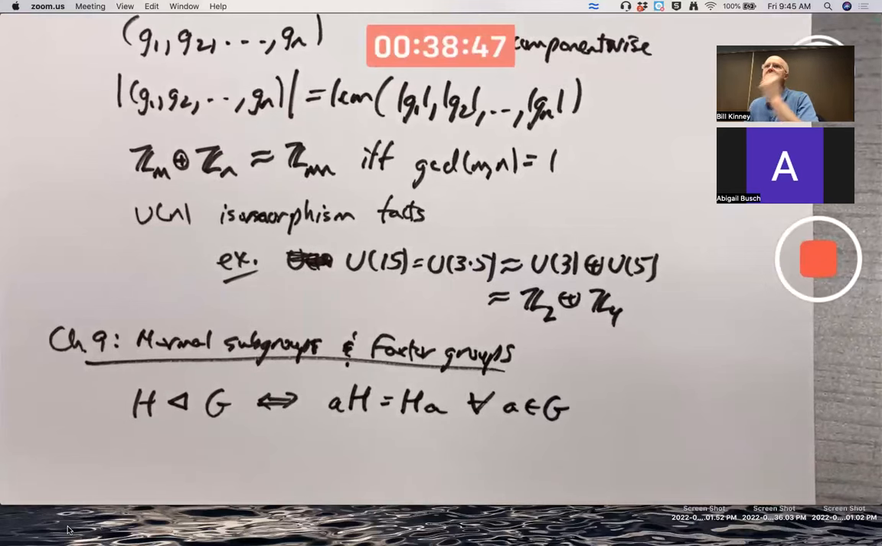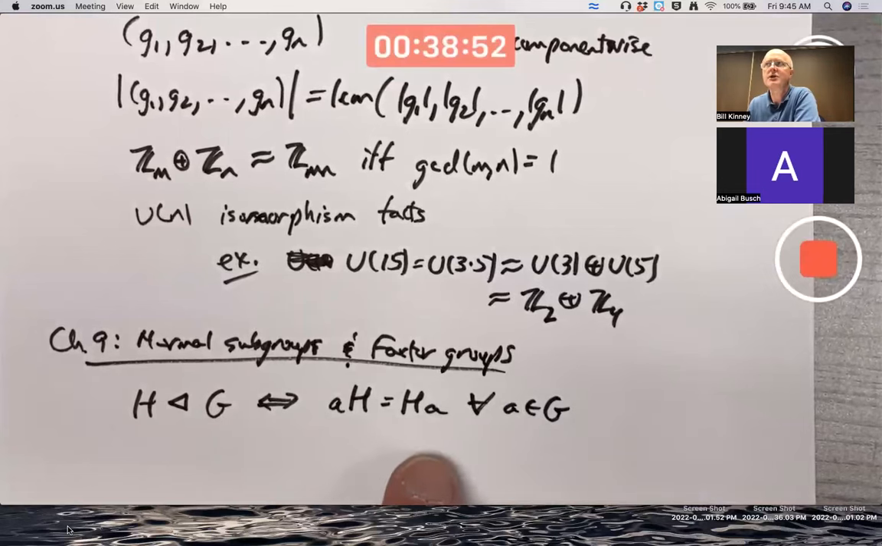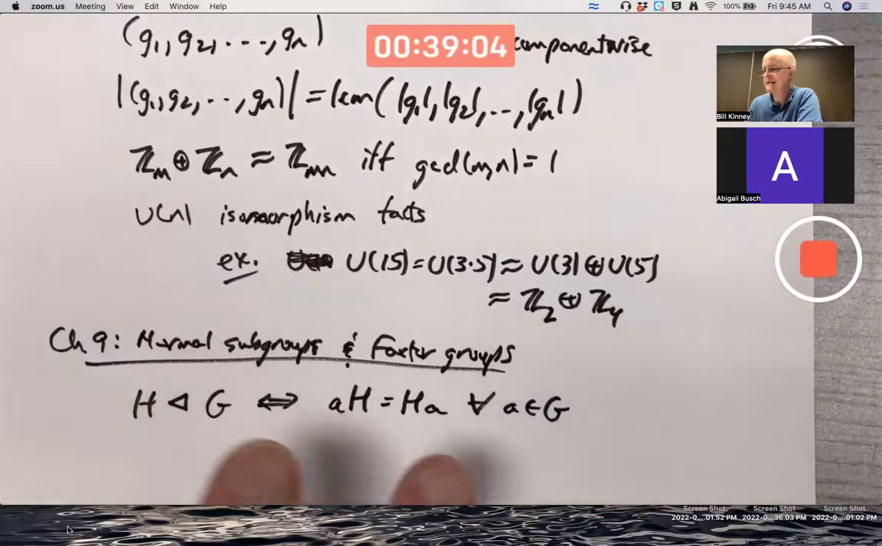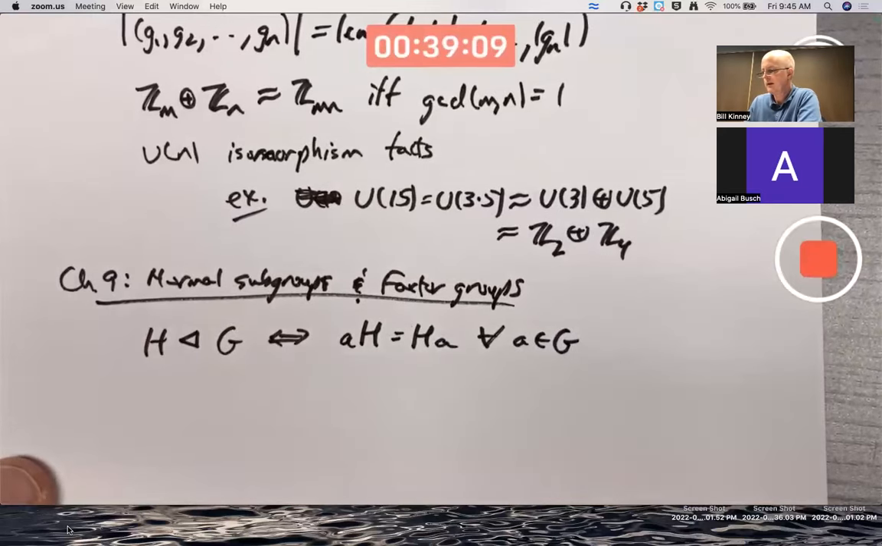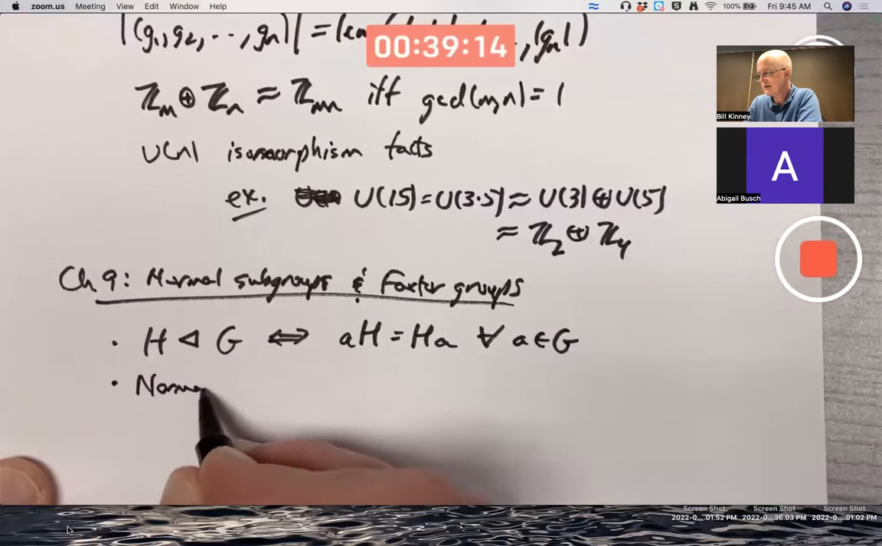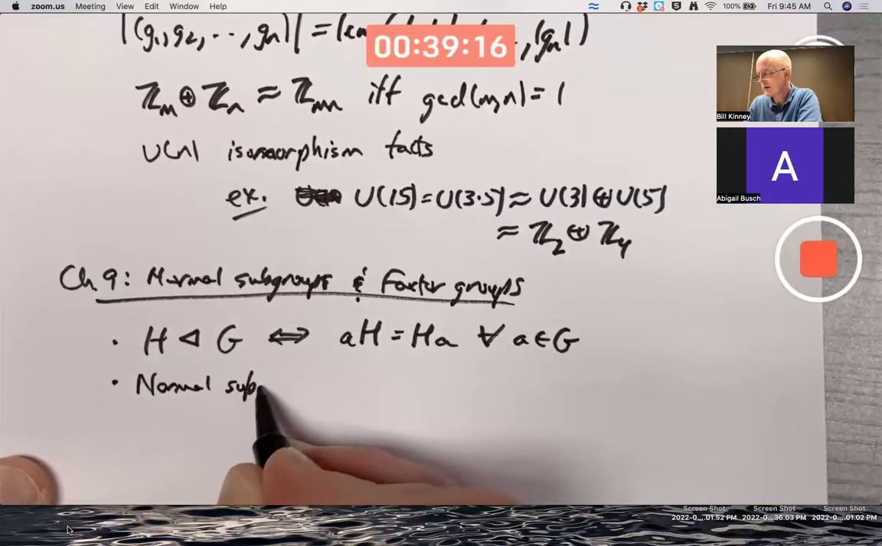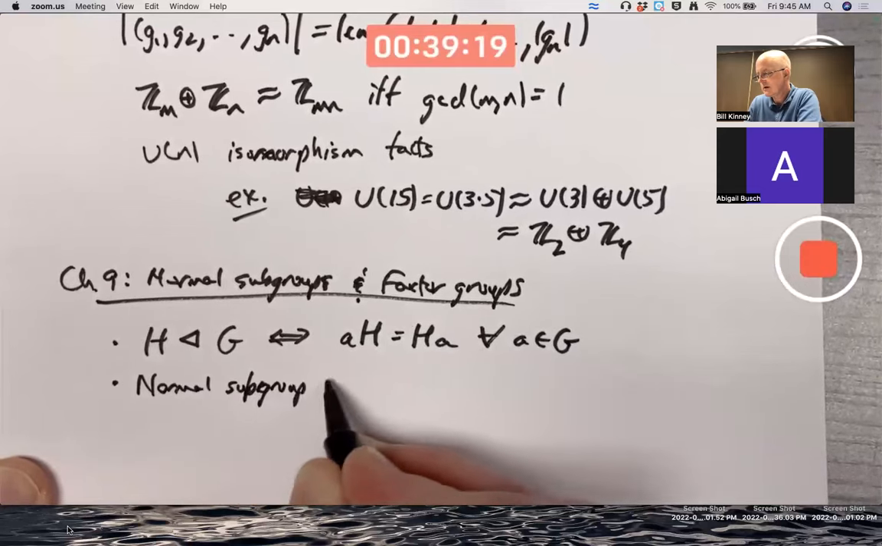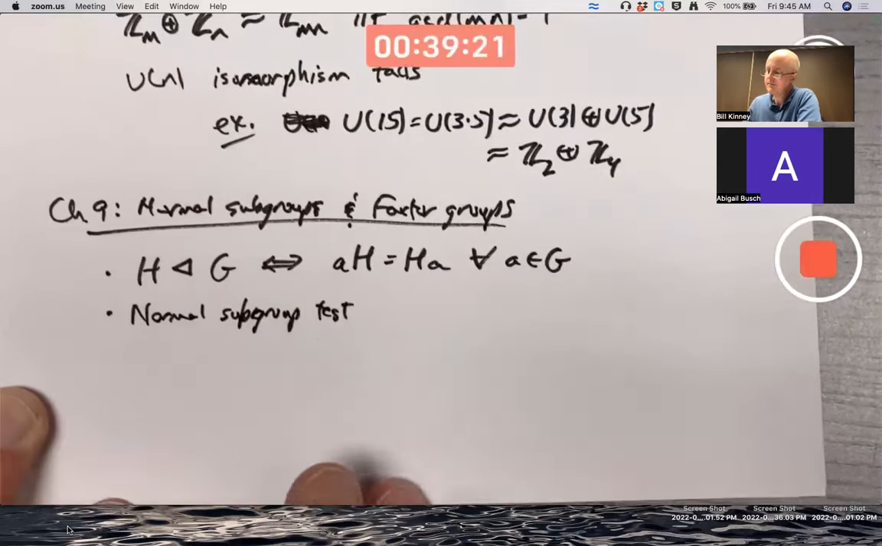That doesn't imply G is abelian. This is not necessarily implying G is abelian. We're not necessarily saying A times a little h in capital H equals that little h times A. They don't necessarily commute. As sets, these are equal. So that's the definition. There's also the normal subgroup test, which for the sake of time, I'll just let you look up.